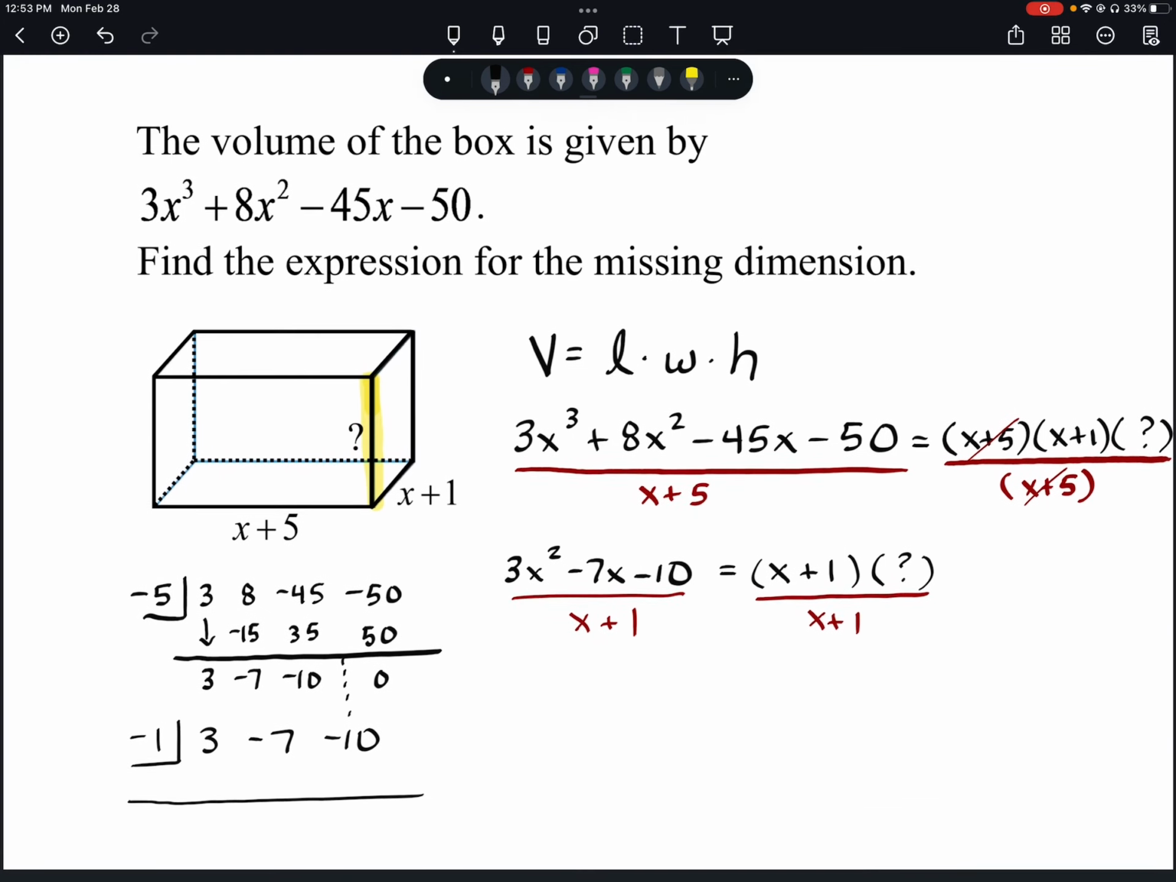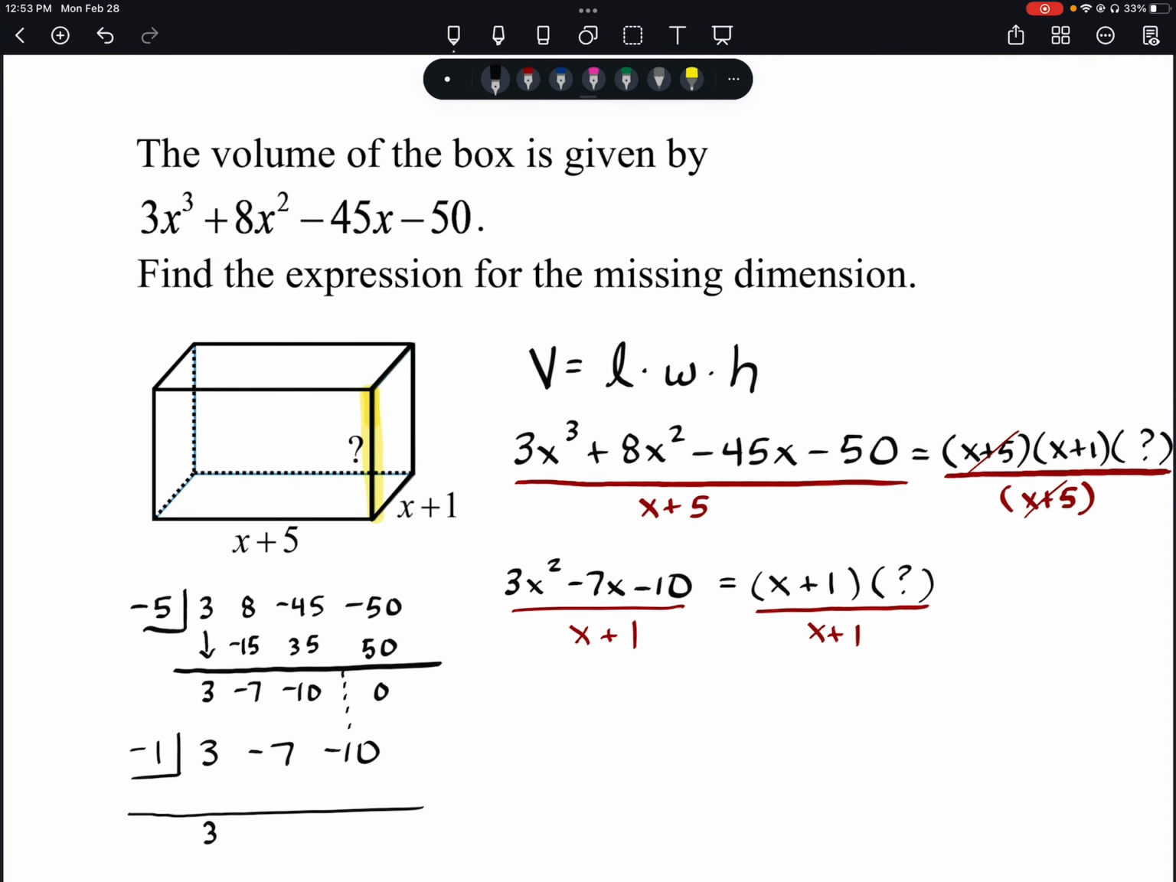So 3 times negative 1 is negative 3. Add those, we get negative 10. Negative 10 times negative 1 is positive 10. And again, we shouldn't have any remainders. So 3 and negative 10 would be like saying 3x minus 10. And that should be our missing value.